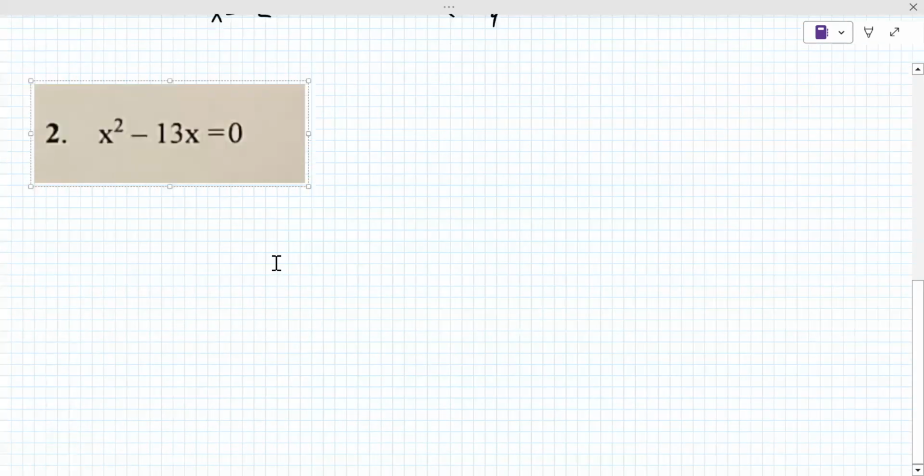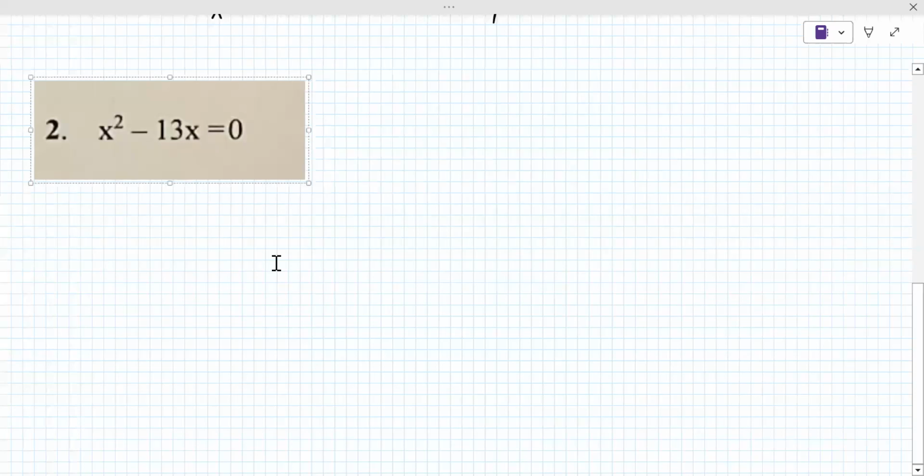So here we go. We'll look at x squared minus 13x. What do you see when you look at something like this? There is not a third term on the side, not on the 0 side. Right. So there's only two terms. They both have an x in it.